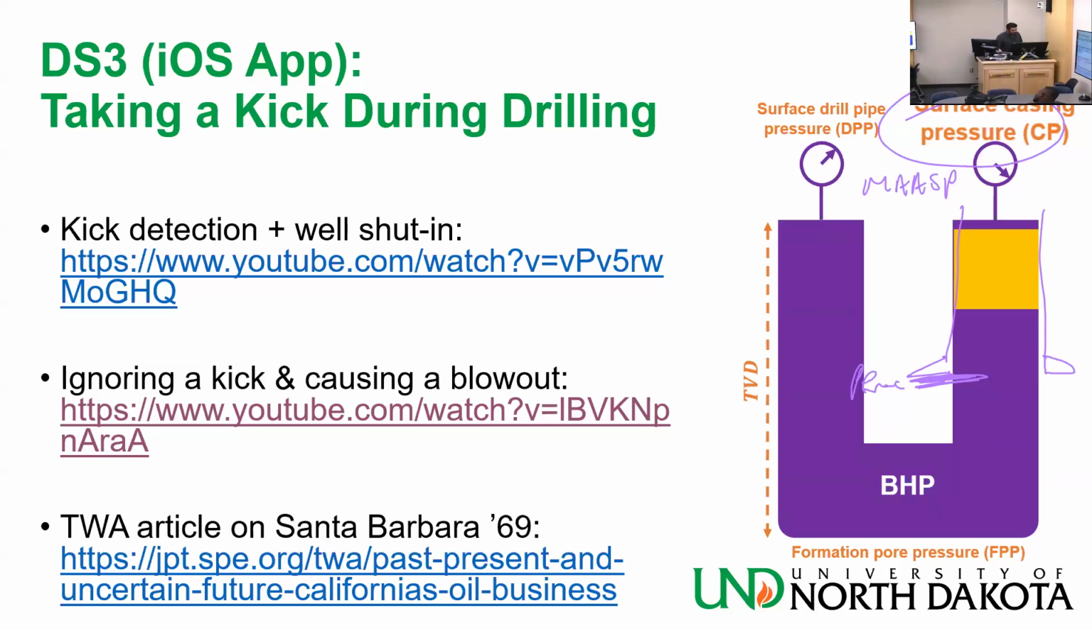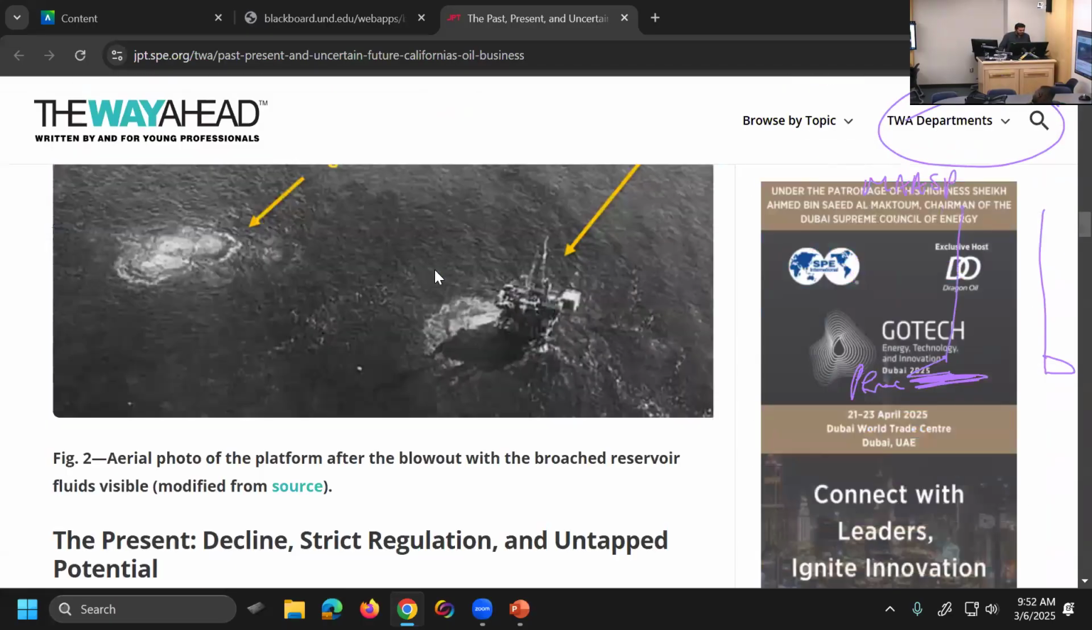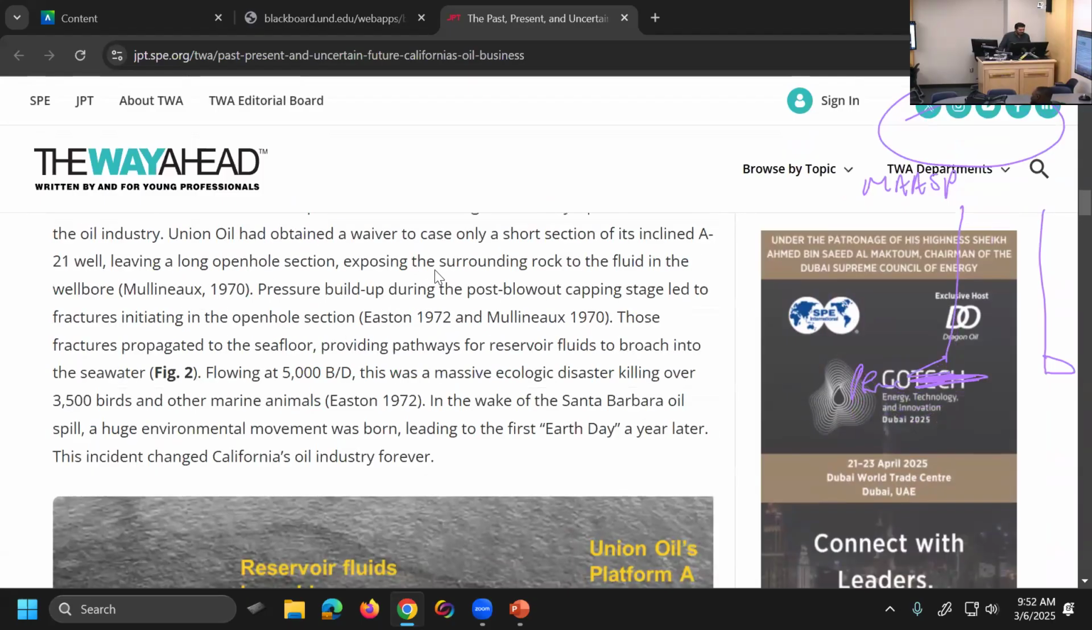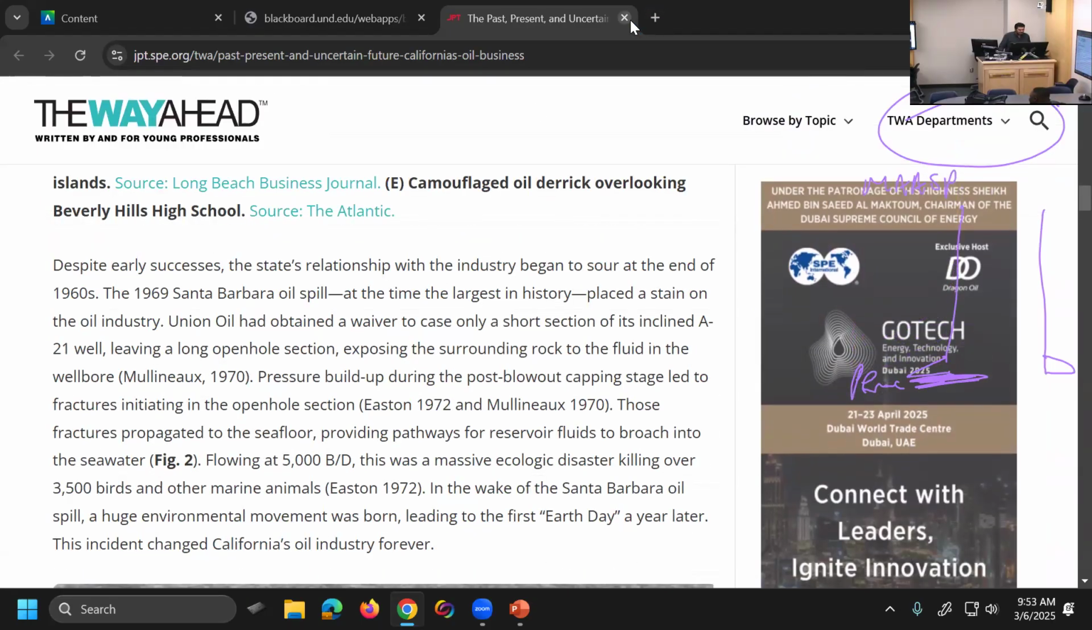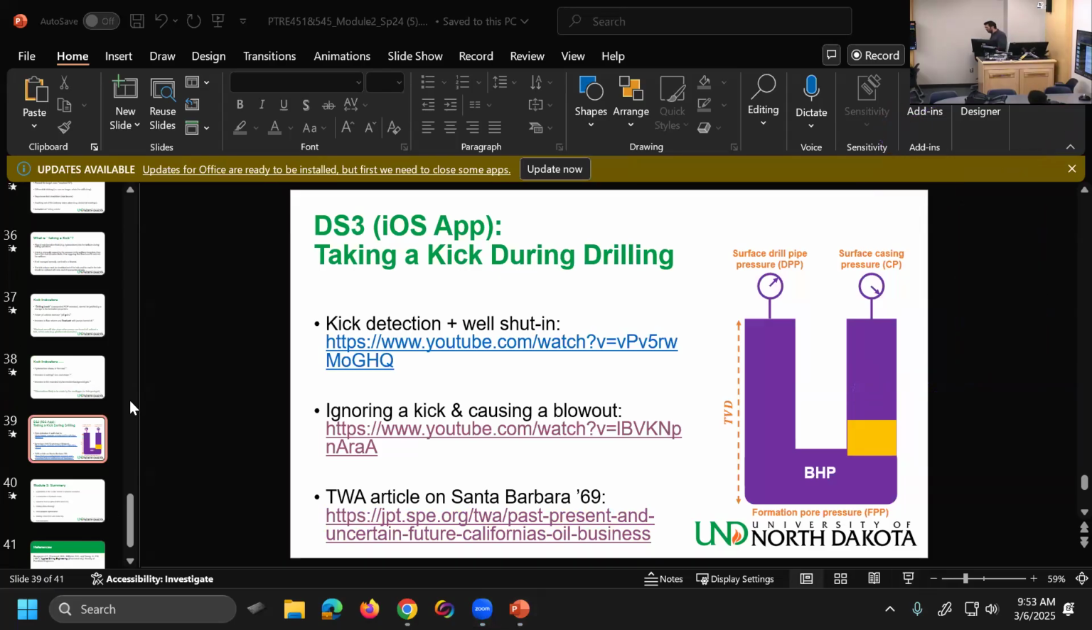Anyway, I guess by now you all know about the Santa Barbara 1969 incident. That was a classic case where they didn't put a very deep casing shoe. It was only a short portion, and then they got into trouble. I have here the link to an article, if you want to read more about what happened. They basically didn't case enough of the well, and then you are dealing with a very long open hole section. That open hole section is vulnerable, is exposed. You want it to be as short as possible.